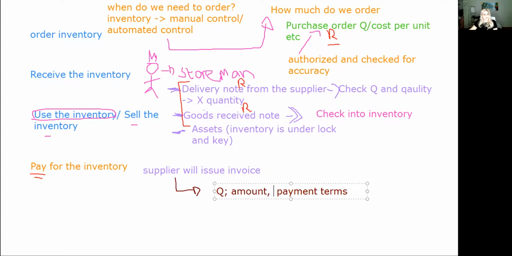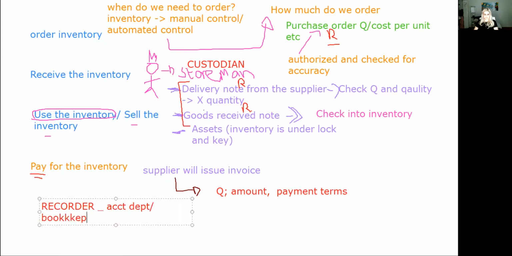Now what we would do is have the person who is responsible for recording this transaction, and this will be the recorder. So the recorder will come along. Remember, we have the guy in custody, so the storeman is the custodian. And then we have the recorder. Apologies, let's just erase this little thing. All right, folks, so then we have a recorder. Now, who would the recorder be? Guys, the recorder is going to be someone in the accounting department, or a bookkeeper, somebody is going to record this.